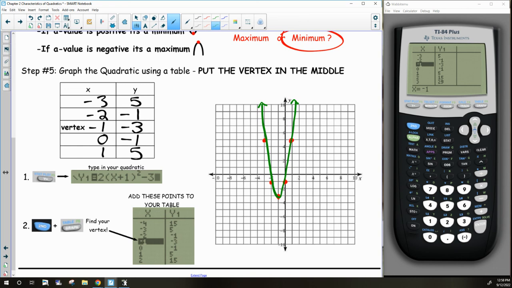If I were to take scissors and cut down the middle through my vertex, that would be your axis of symmetry. Your left and right side should look exactly the same. Every time we do vertex form, these same steps will work, no matter what.